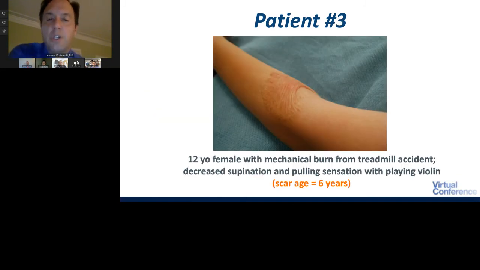Patient 3 is a younger child, had what unfortunately has become sort of a common occurrence in patients I see, treadmill accidents.